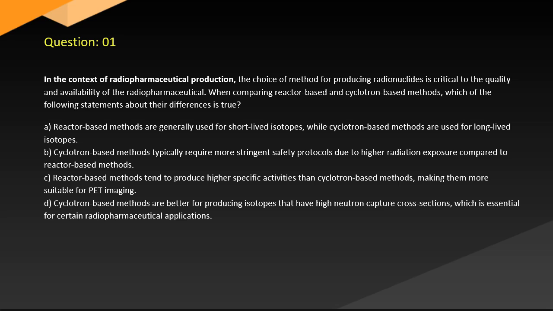A. Reactor-based methods are generally used for short-lived isotopes, while cyclotron-based methods are used for long-lived isotopes. B. Cyclotron-based methods typically require more stringent safety protocols due to higher radiation exposure compared to reactor-based methods. C. Reactor-based methods tend to produce higher specific activities than cyclotron-based methods, making them more suitable for PET imaging. D. Cyclotron methods are better for producing isotopes that have high neutron capture cross-sections, which is essential for certain radiopharmaceutical applications.